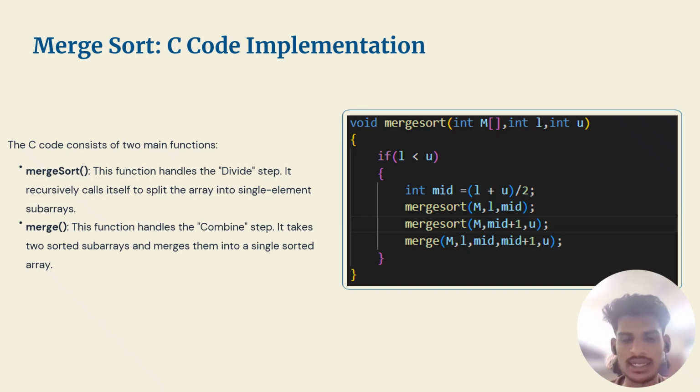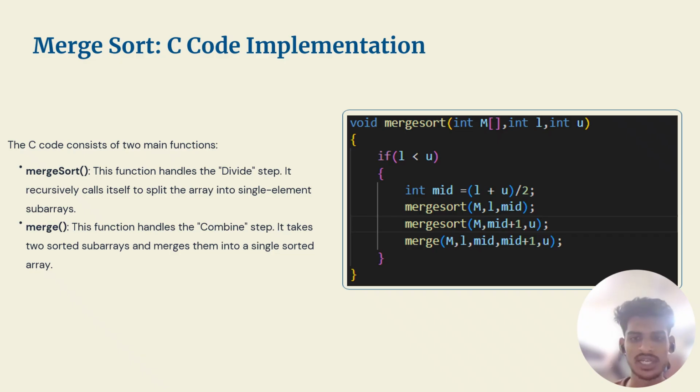Now let's see the coding part for the merge sort. We are declaring two functions named merge sort function and merge function. The merge sort function is used to handle the divide step and the merge function is used to handle the combine step. So here we are declaring a void return type which does not return anything. That's why we are returning void, and the function name is merge sort.